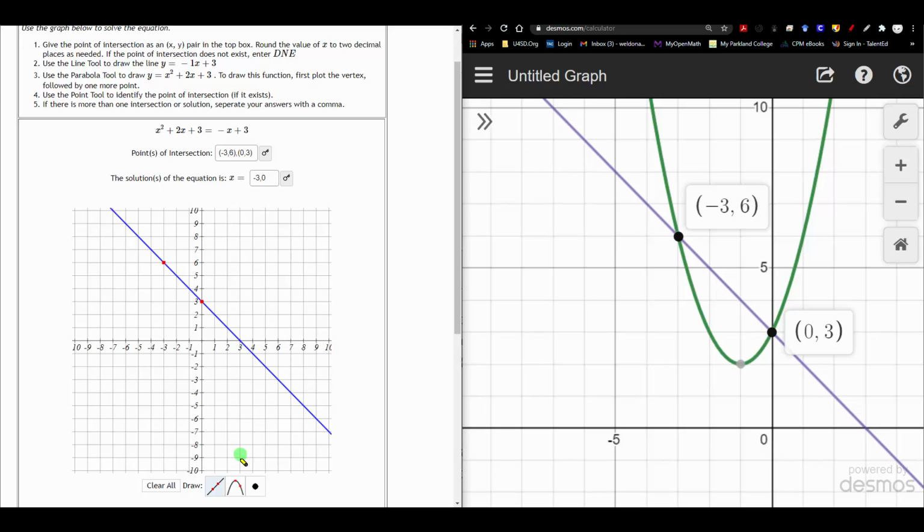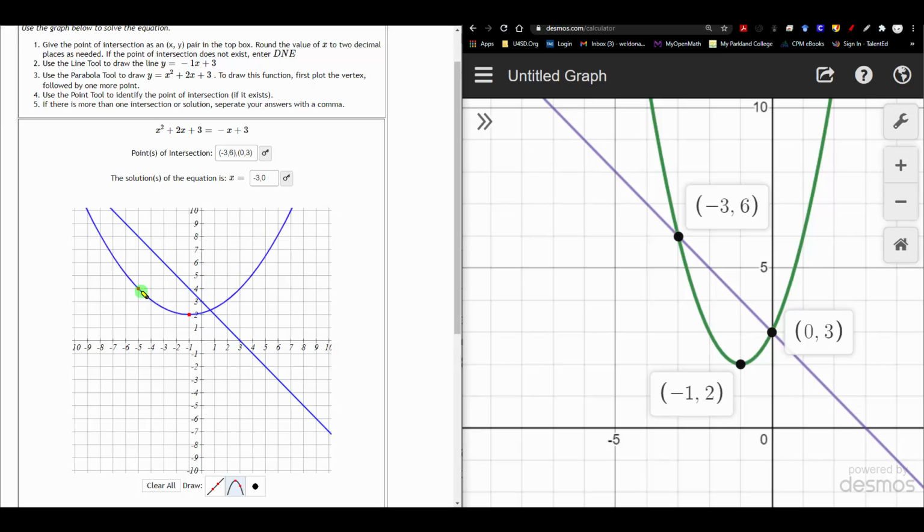All right, now I'm going to use the parabola tool to get the parabola. All right, that's the green function here. And it says to draw this function, first plot the vertex. So I'm going to come over here. The vertex is located here at -1, 2. So I'm going to go -1, up 2, and I'm going to click.